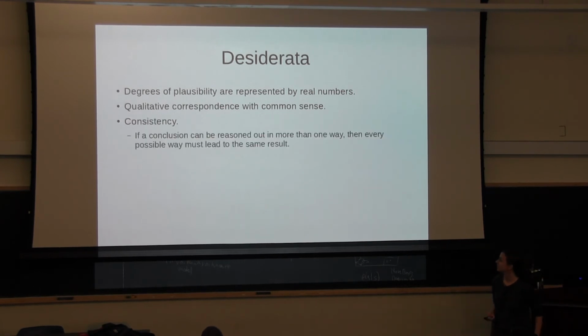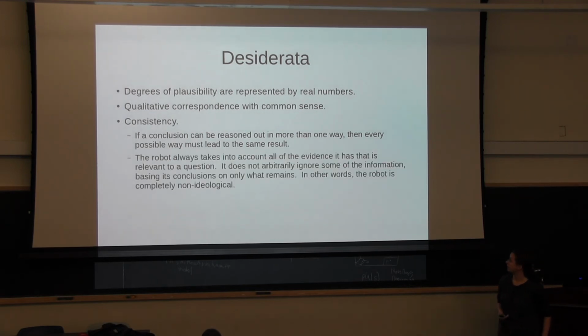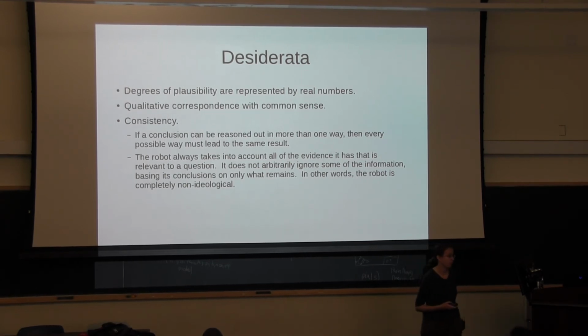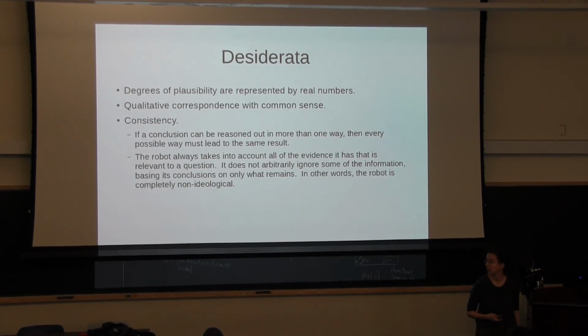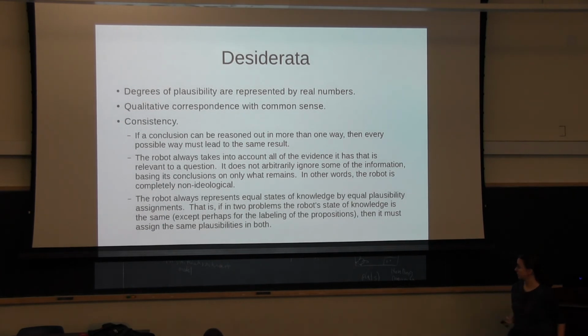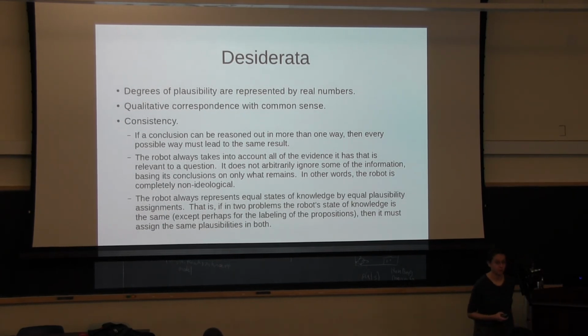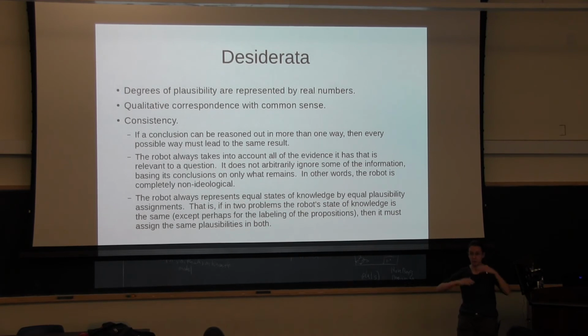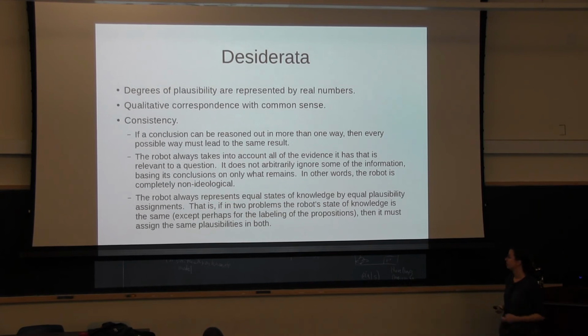And consistency. So if a conclusion can be reasoned out in more than one way, we want it all to come up with the same answer. And it always takes into account all of the evidence that it has that's relevant to a question. It doesn't arbitrarily decide to ignore stuff. And it represents equal states of knowledge by equal plausibility assignments. So these real numbers have to be kind of comparable to each other. If I know the same amount, then I have to have the same numerical value.